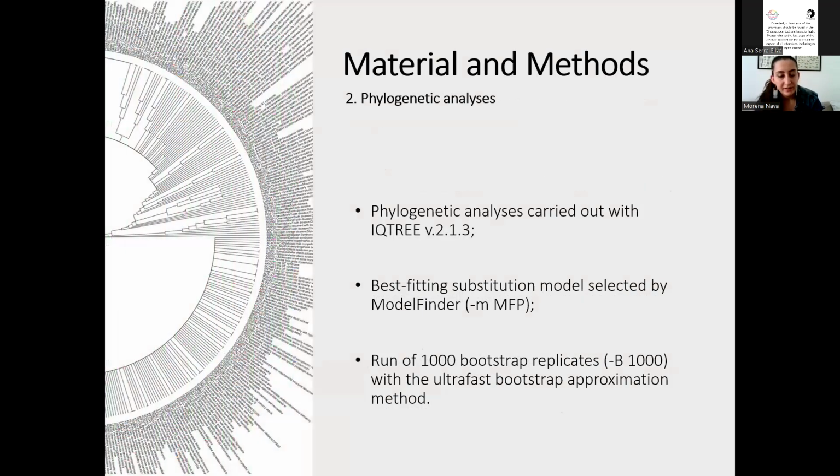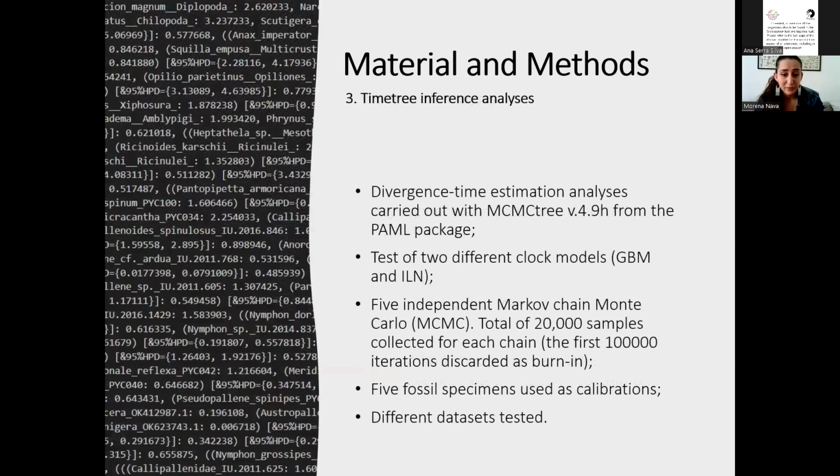So about the phylogenetic analysis, I will not spend too much time talking about this because this was not the objective of this project. It was just a step to get to the time estimation, but we used MCMCtree for this and ModelFinder to pick up the best substitution model. And then we got to the point of the divergence time estimation.